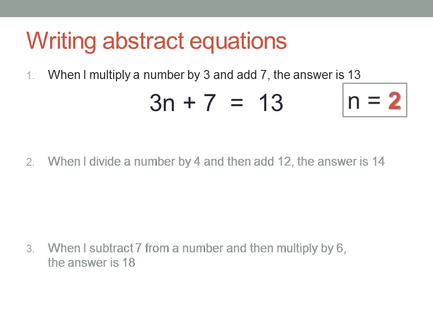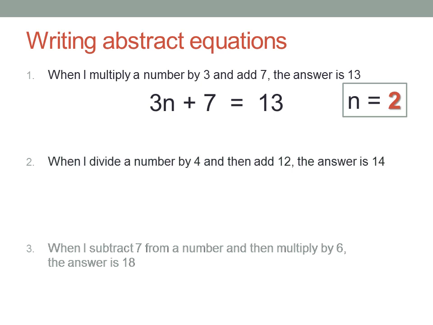The number is 2. If n has the value 2, then 3n plus 7 is 3 times 2, which is 6, plus 7, which is 13. n equals 2 is the solution to this equation. What about the next one?